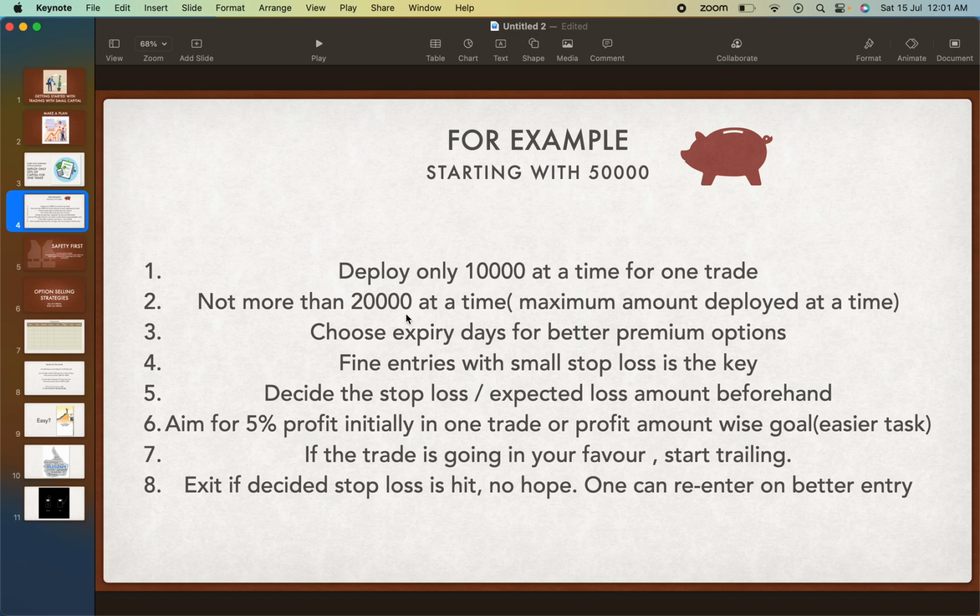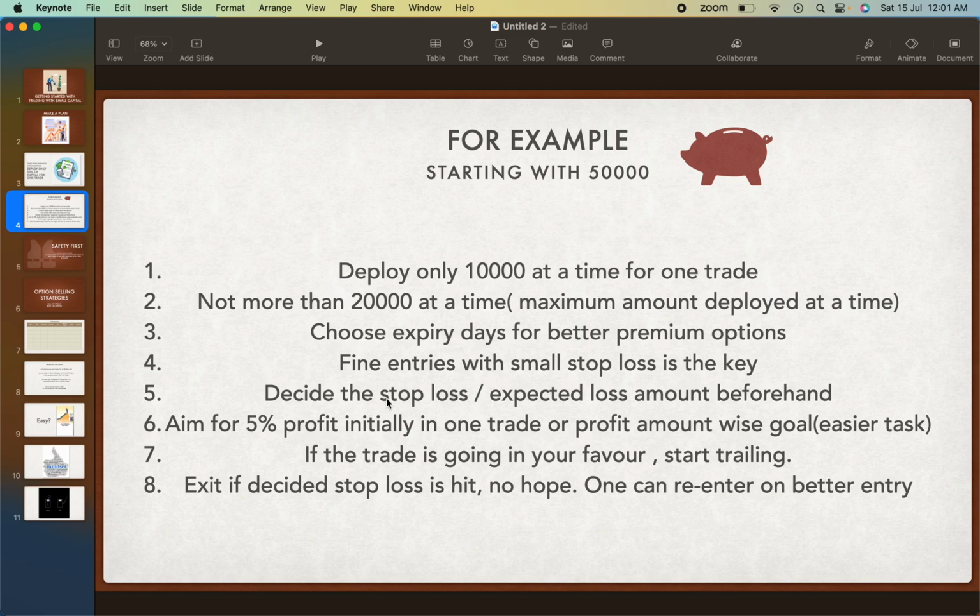Currently I'm talking only about indices for the simple reason that with small capital you can trade indices, but if you want to trade stock options, then a little bigger capital may be required. Or at the latter stage of the month, when premiums are a little cheaper, you can plan for some stock options as well. But the basic rule you have to follow is not more than 20,000 at a time if your capital is 50,000. Why so? That I'm going to cover later.